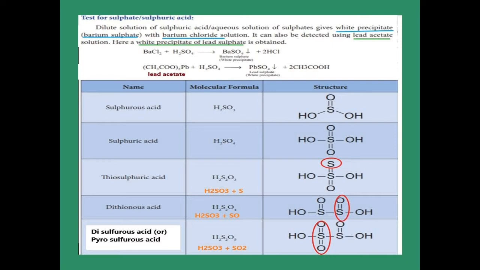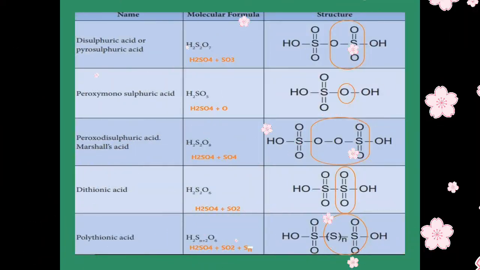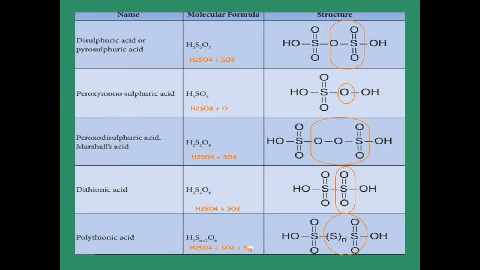The next one, disulfurous acid or pyrosulfurous acid. The formula is H2S2O5. You consider this as H2SO3, sulfurous acid, with an extra SO2. So in the structure, you first put the sulfurous acid structure, and then the SO2, which I indicated in red color, we have to put in between. The remaining sulfur acid structure is given here.